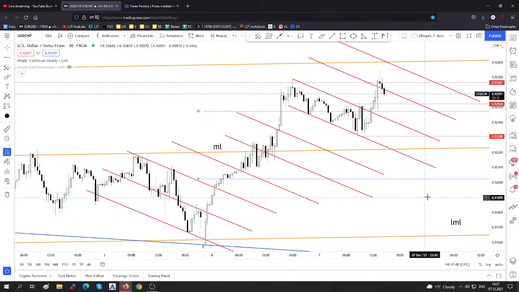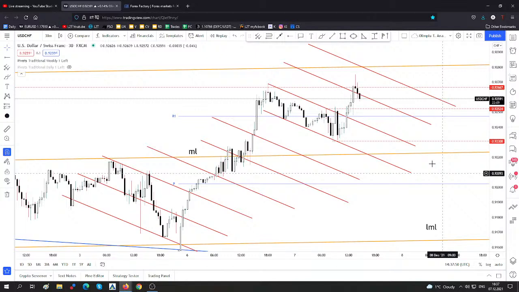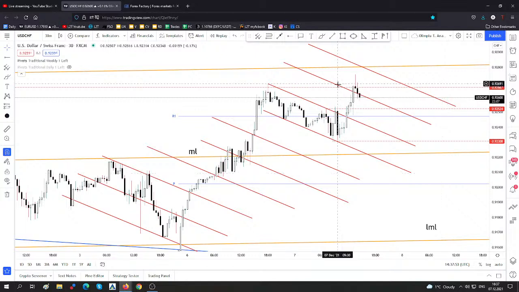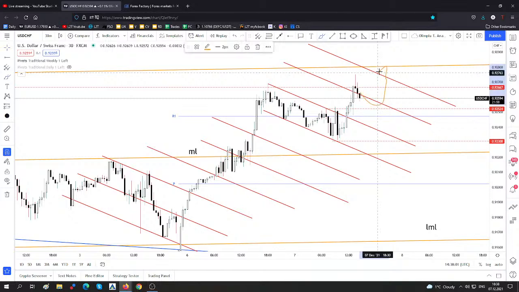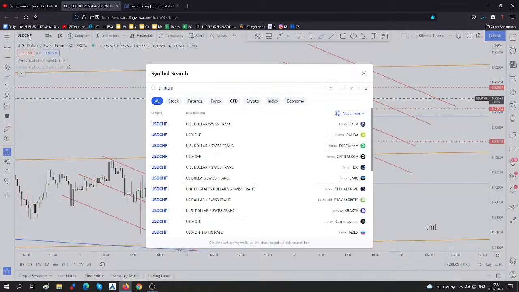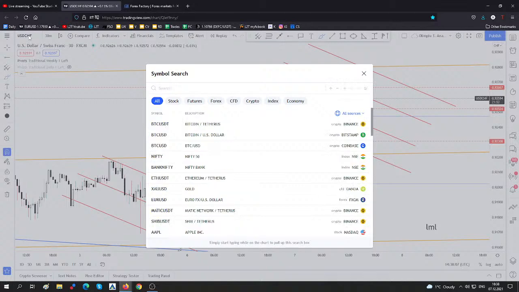So let's wait and see. Maybe the price will fail to stabilize above this line, or this could be only a temporary drop before resuming its growth. Let's wait and see what will really happen here on US dollar versus the Swiss franc. New Zealand dollar.